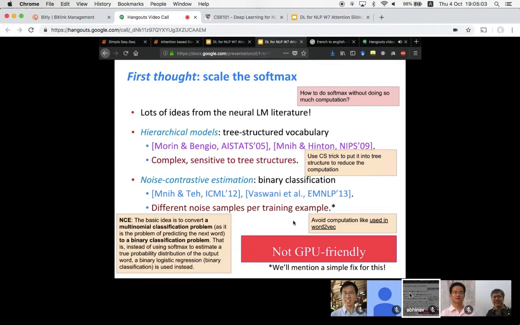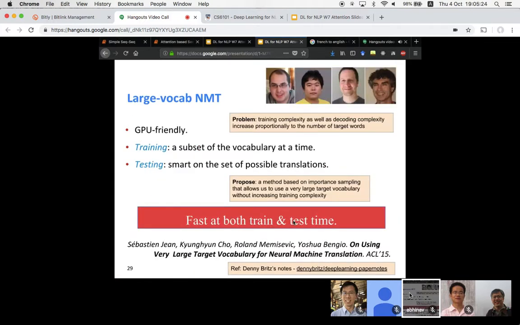But the problem is that it optimizes the softmax but is not GPU friendly. For example, with the tree structure you have to go through the tree, so you can't do things in parallel. That's not ideal because we want to do things in a faster manner. So Bengio's group came up with a solution, a logical cap. The main idea is that it's GPU friendly, so it's more practical and you can train on a lot of data. The problem is that training complexity as well as decoding complexity increase proportionally to the vocabulary size.